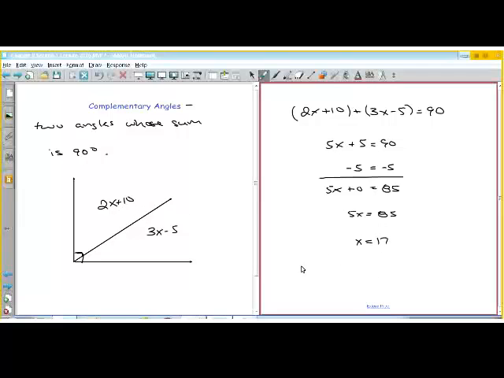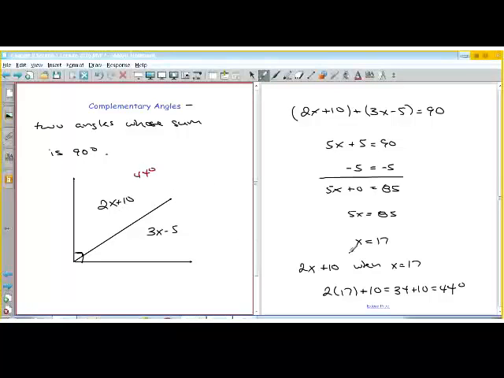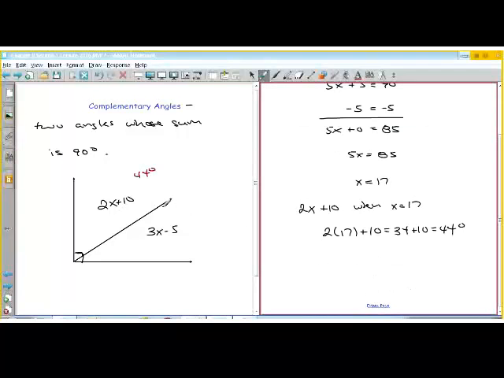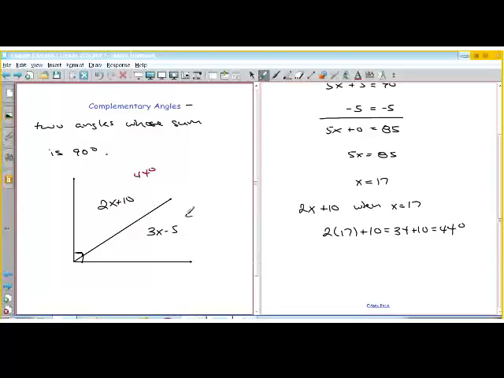So we solve for x, and therefore we have two angles. The first angle is 2x plus 10 when x equals 17. So we get 2 times 17 plus 10, which is 34 plus 10, which is 44. So this angle is 44 degrees. And the other angle, we know just because it's complementary, is going to be 46 degrees.